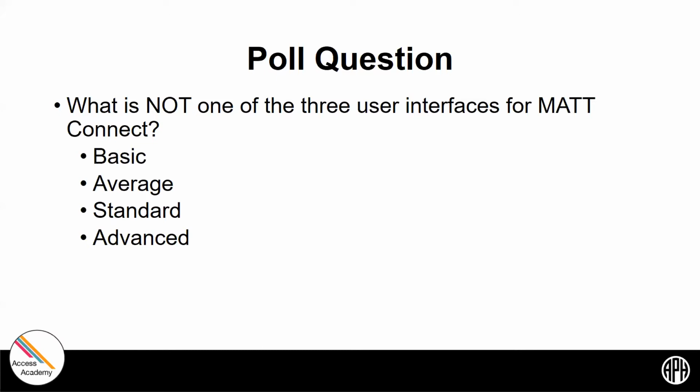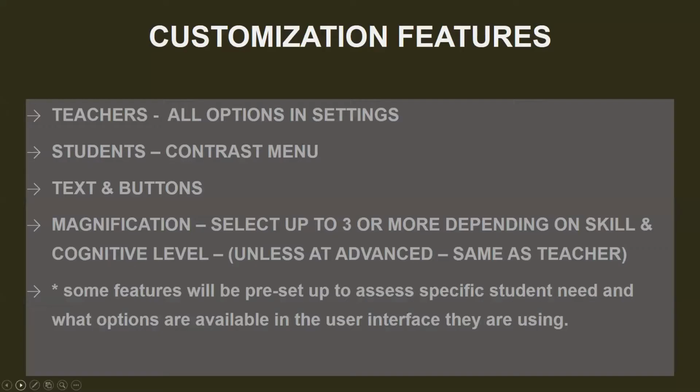All right, we've had about 76% who have voted in our poll. Paul, is it okay if we turn that off and I'll share the results? Sure. All right. So what is not one of the three user interfaces for Mac Connect? 87% said Average, and that was the correct answer. Average is not one of the three user interfaces. Again, those user interfaces are basic, standard, and advanced. Back to you, Paul. All right, thank you. So back to you, Anne, for some more information on the Mac Connect.